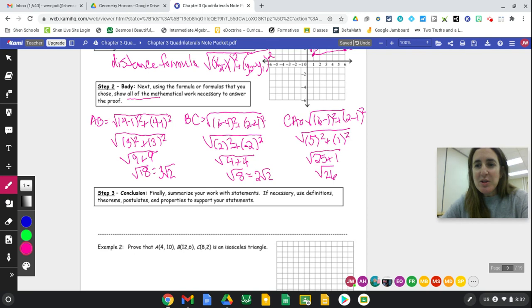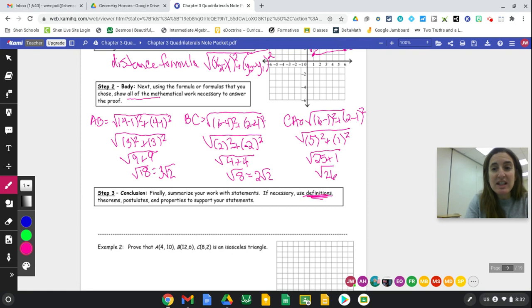conclusion. Okay, so in conclusion, we're going to summarize our work with some statements. Now we have to use definitions. Do you see that? If we're not using actual math definitions, theorems, postulates, things like that to justify, then it really is not a mathematical proof. I use the 3 dots. Maybe you've seen 3 dots before written like this. Those stand for therefore or in conclusion.